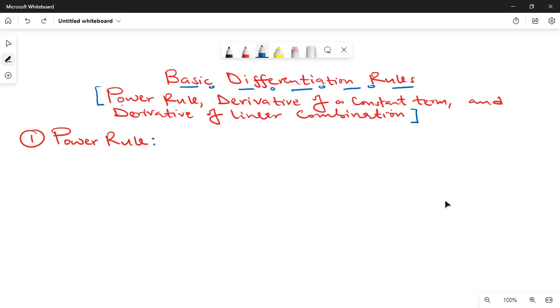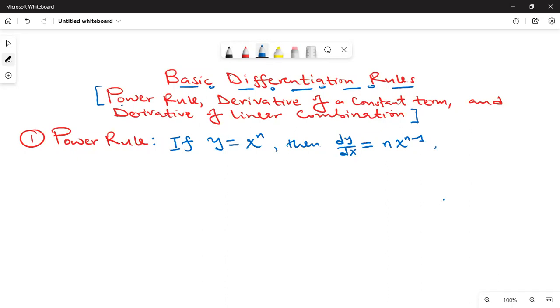To start with, let us look at the first rule, that is the power rule, and this is how it states: if y is equal to x raised to n, where n is a real number, then dy over dx is equal to n times x raised to n minus 1. I told you dy dx is the same as f prime of x, so they're the same.